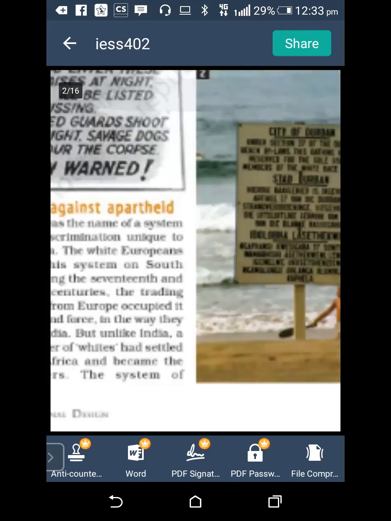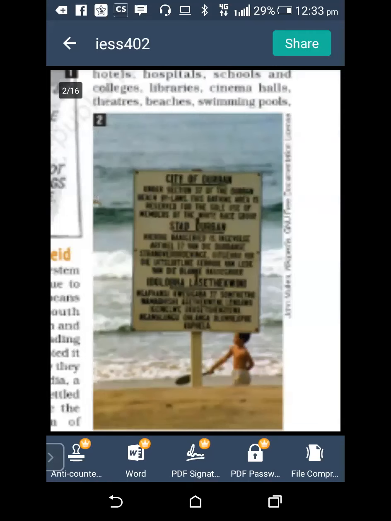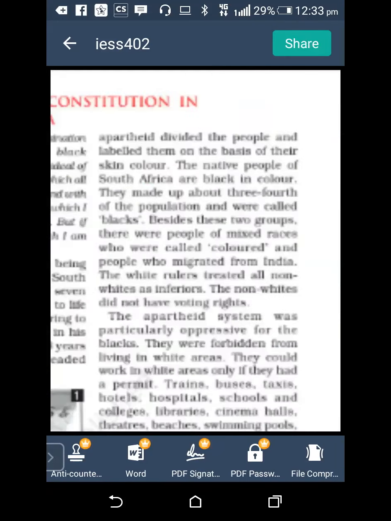No, many white people used to say that South Africa is their land, their land also. Because they are born and brought up over there. They became the local rulers. White people became the local rulers over there. Right? Then the system of apartheid divided the people and labeled them on the basis of their skin color. Skin color के ऊपर लोगों को divide कर दिया जाता था. Look, we Indians are also black.